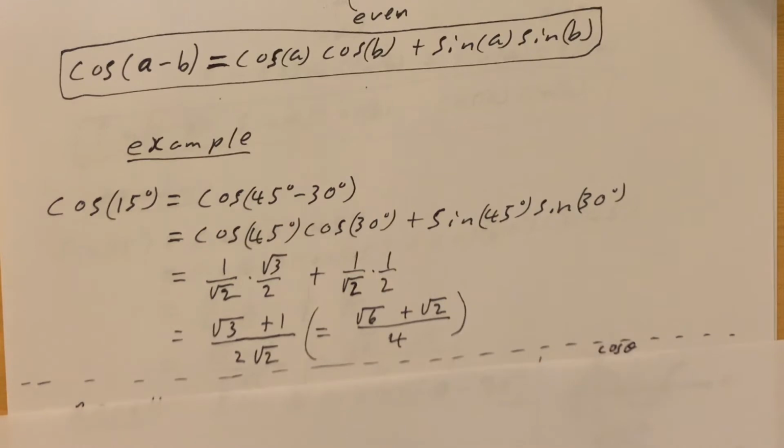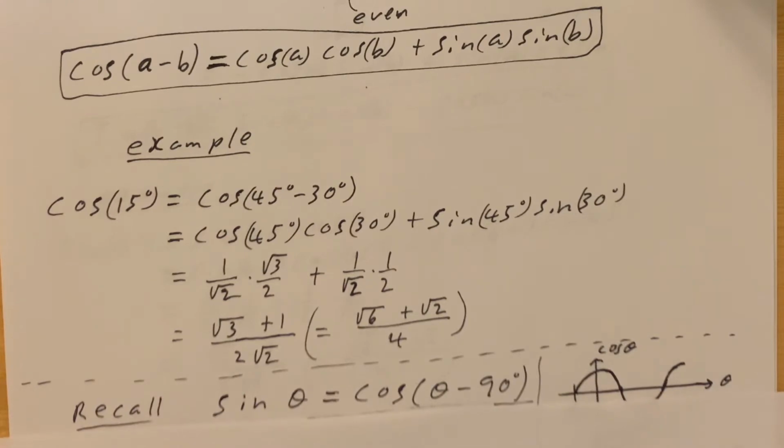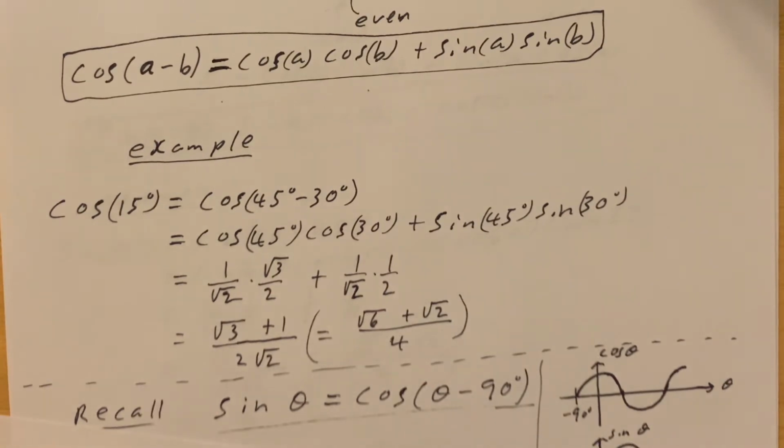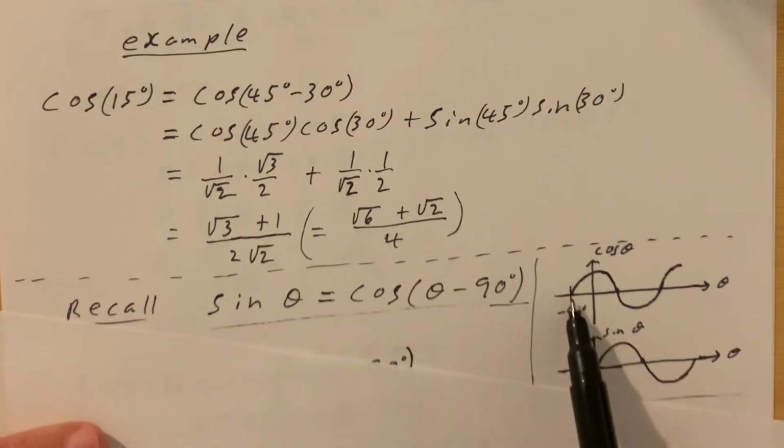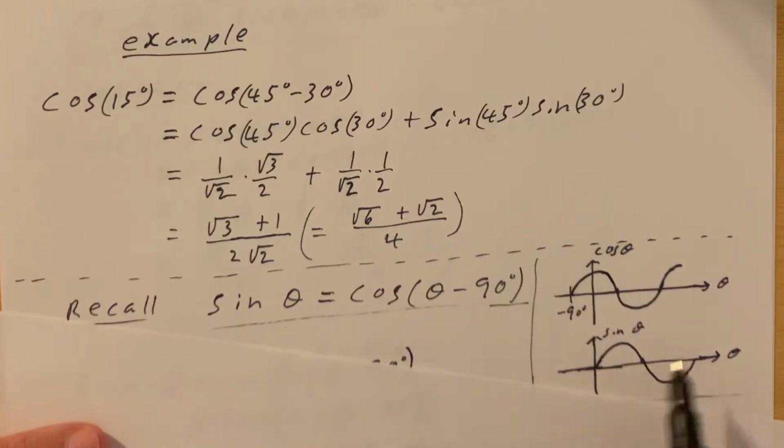Okay? Now, we want the compound angle formula for sine. Well, if you recall, sine of theta equals cos of theta minus 90. So we can write sine in terms of a horizontal translation or phase shift of cos. There is the cos function there. If I go back 90 and slide that forward, I have the sine function. So I can write sine in terms of cos.